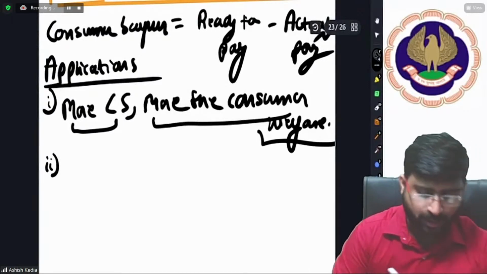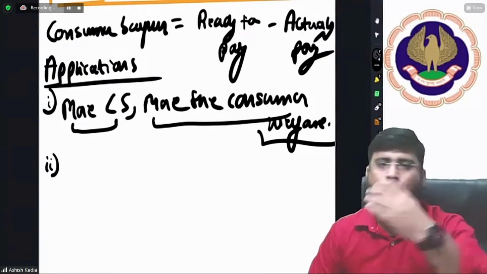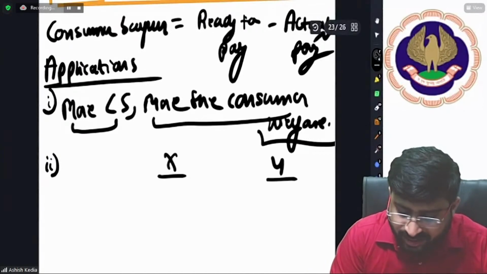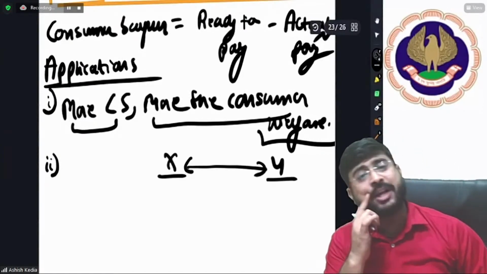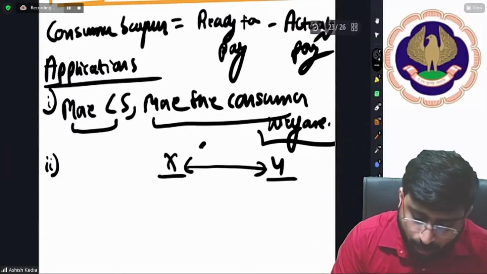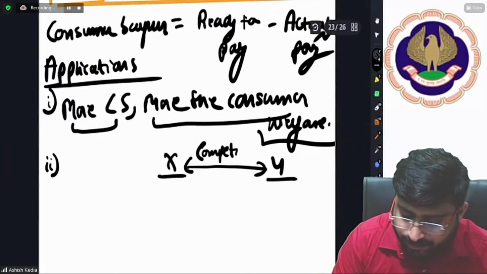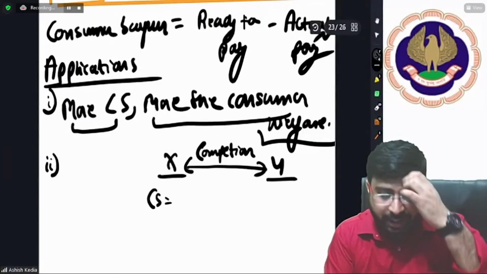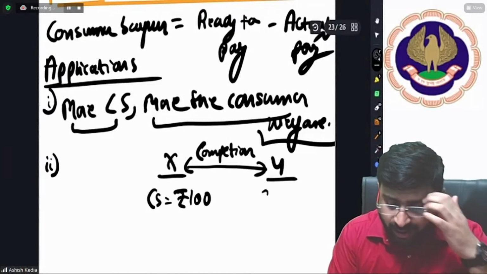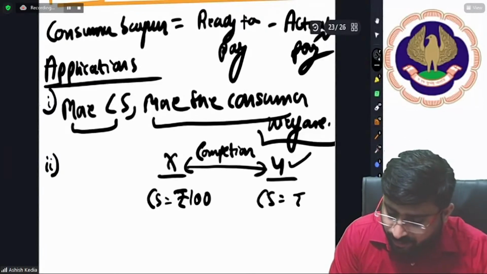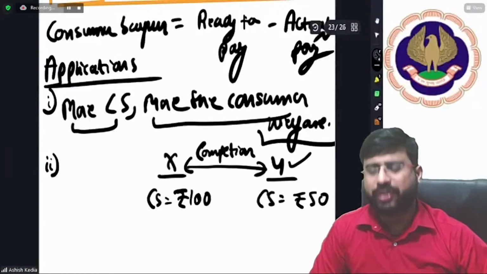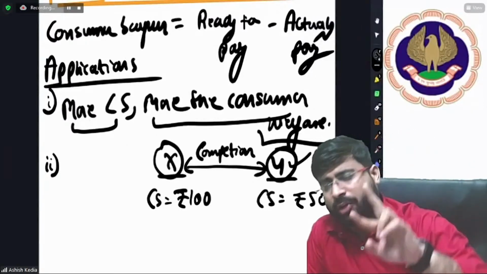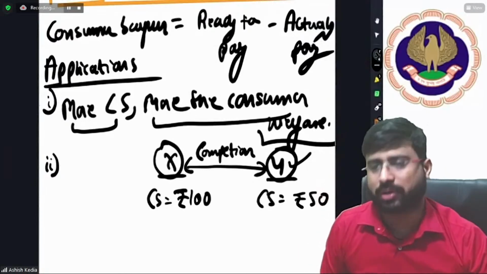Number two, you have two options, commodity X and commodity Y. Let's say they are competitive, in competition with each other. In commodity X, the consumer surplus, that is the benefit that you enjoy, is rupees 100. In case of Y, the benefit that you enjoy is rupees 50. Which product will you purchase, X or Y? You can purchase only one. Will you like X more or will you like Y more?